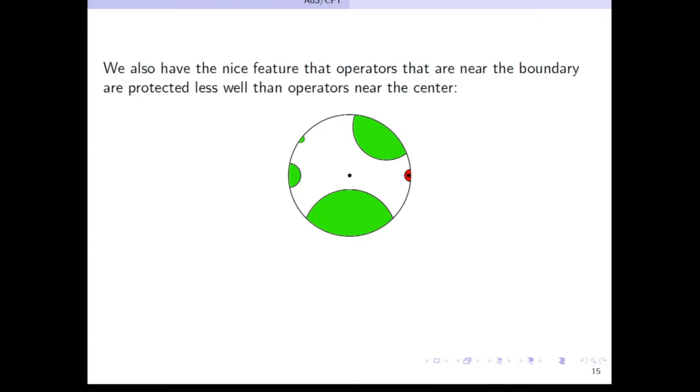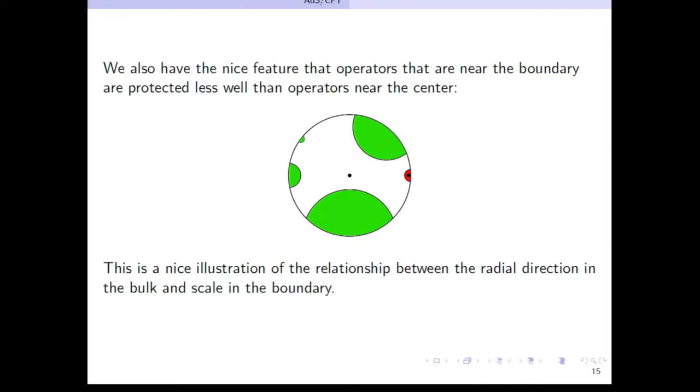Okay, so if you like, there's a nice map between the radial direction and the well-protectedness of the operators. And this should be reminiscent of what people like to say in AdS/CFT, that there's a relationship between the radial direction and scale in the boundary theory. This is a very precise illustration of that. Usually it's more of an emotional statement.